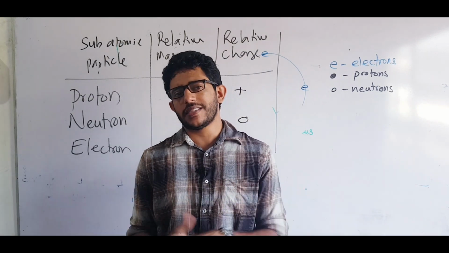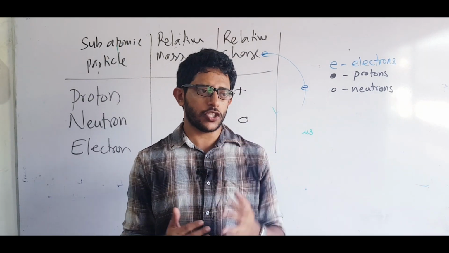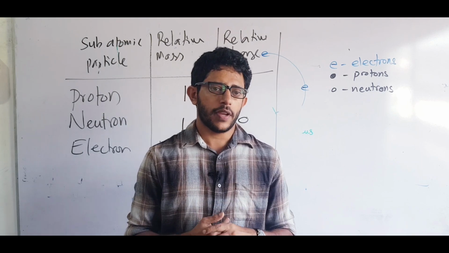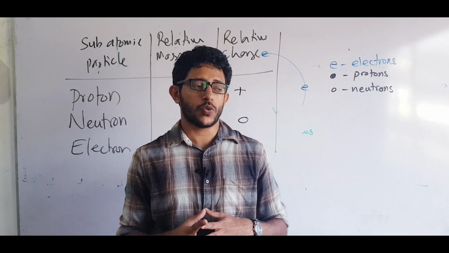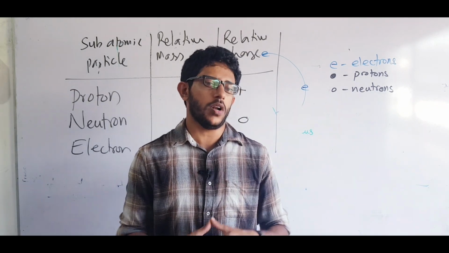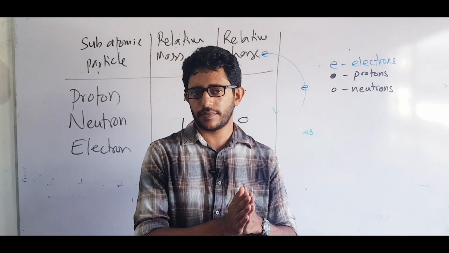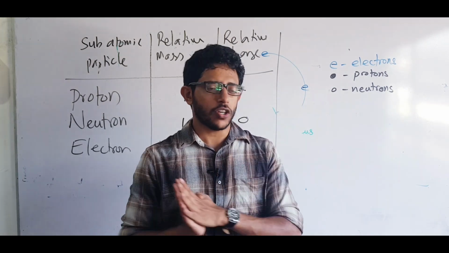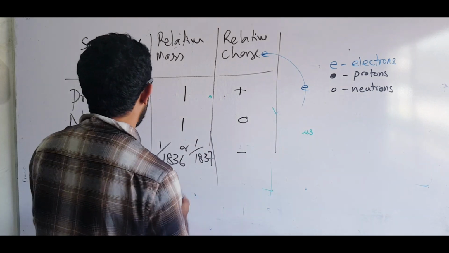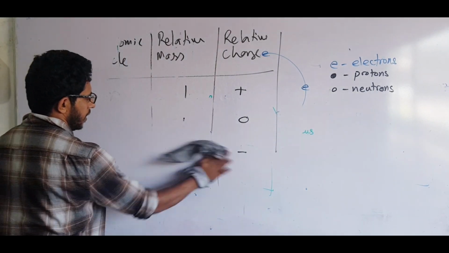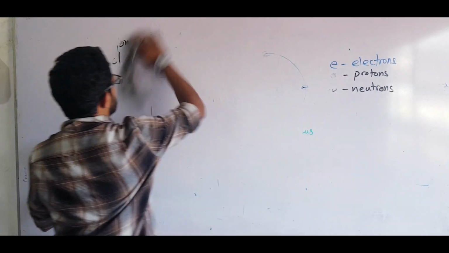To find out these isotopes and their percentages, we have to find the relative atomic mass, and to find that relative atomic mass we use a machine called a mass spectrometer. So today we are going to talk about that as well. But before that, we will see how to find the relative atomic mass of an atom using the isotopes.